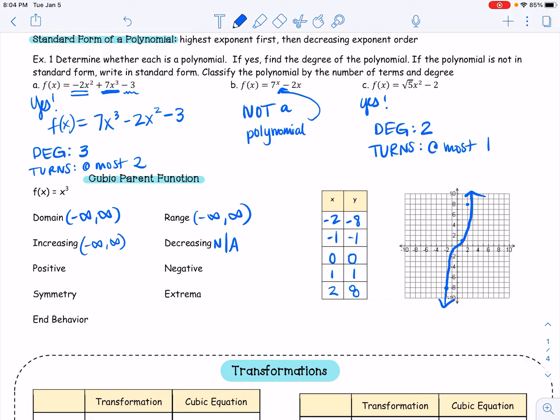Where's the graph positive? So remember, positive means where is it above the x-axis? Where are the y values greater than 0? Well, that's starting at 0 and going all the way to infinity.